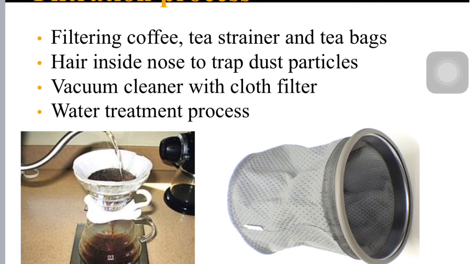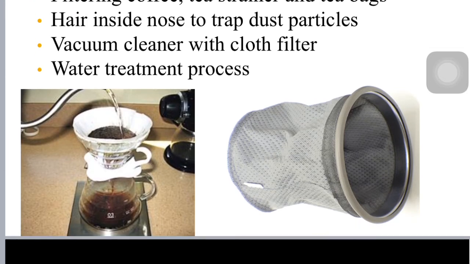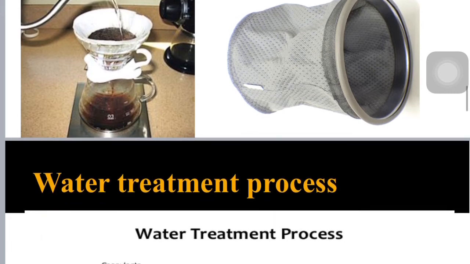A vacuum cleaner is used to clean dust particles. A cloth filter is present in this vacuum cleaner so that dust particles do not mix with the atmospheric air, and are easily trapped in the cloth filter. Now the next one is the water treatment process. It is also part of filtration.